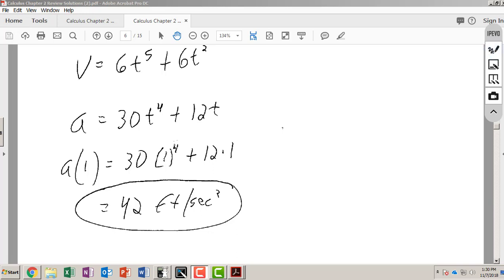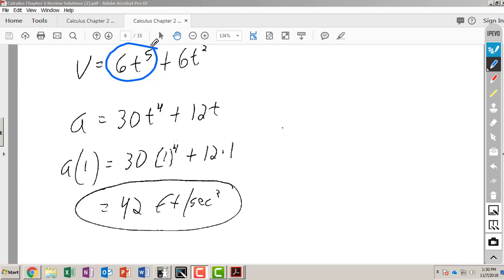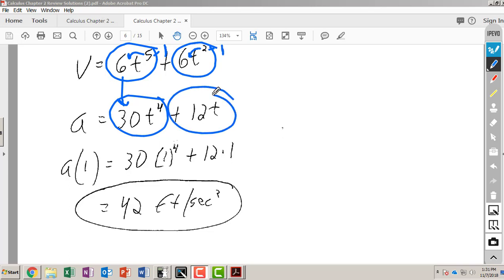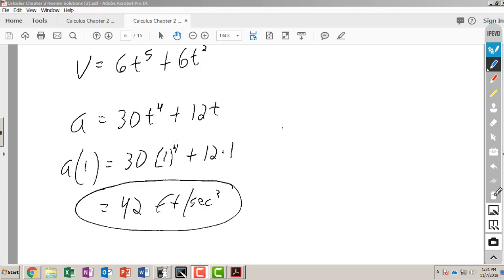So to find the derivative of this equation right here, I'm going to take 6t to the fifth, so I multiply 5 times 6, and I'm going to get 30. And I subtract 1, and that's going to give me 30t to the fourth. So I take 6t squared, I multiply, 6 times 2 is 12, and I subtract 1, and so that's going to be plus 12t. So now I found my acceleration equation, which is 30t to the fourth plus 12t.